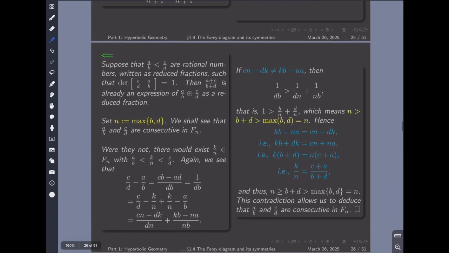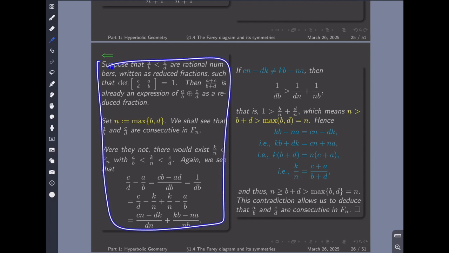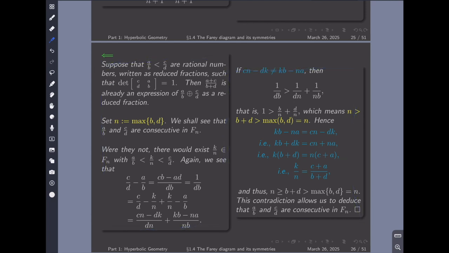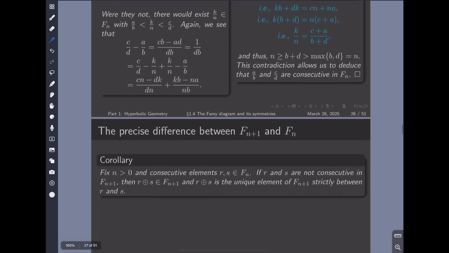Okay, and conversely, this is also very elementary. I'm not going to read it for you. So this you can just consult in the notes.